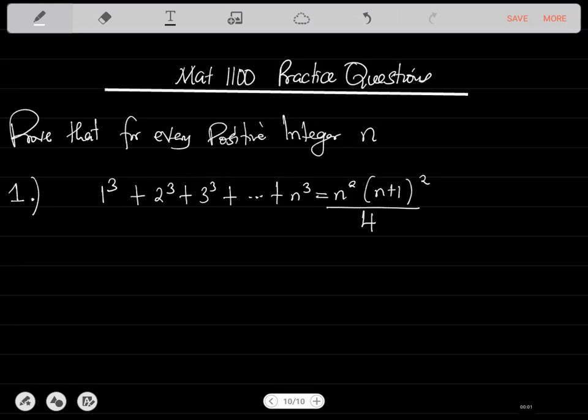Welcome back. Let's look at more practice questions under Math 1100. We now venture into mathematical induction.